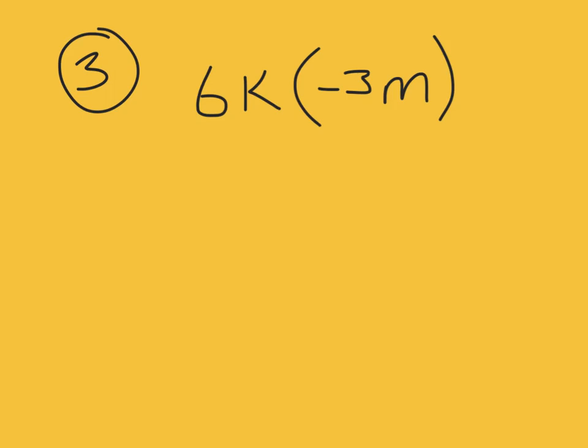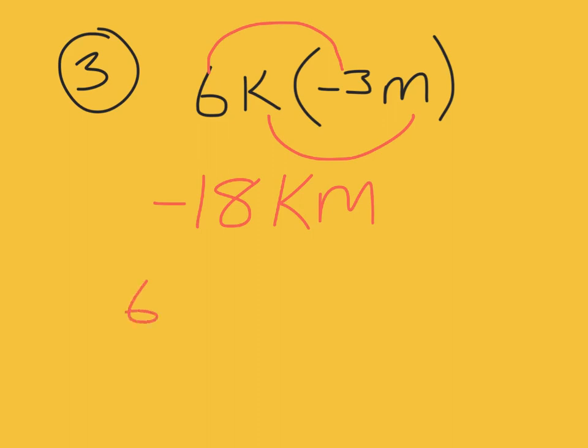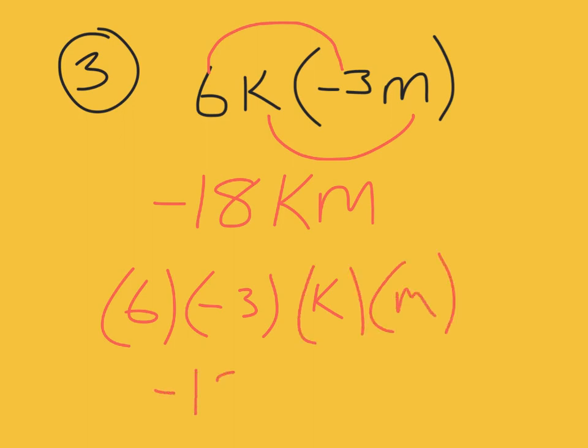Okay, let's have a look at the solution for this using the loop method. So we have 6 by minus 3, so 6 by minus 3 gives me minus 18. And then we have k multiplied by m, which gives me km. Similarly, if you wanted to write it out, it's 6 by minus 3, k by m, and we get minus 18 from multiplying these two together, and km from multiplying these two together.